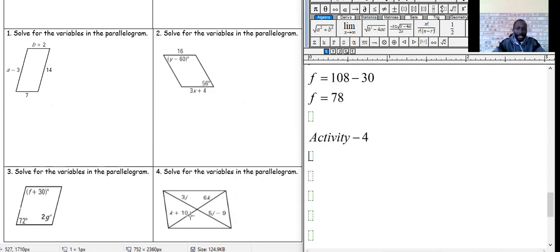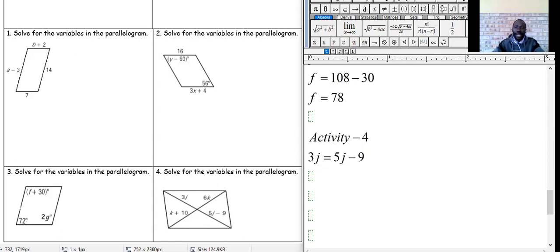For activity 4, we're dealing with this. Now, these are the diagonals. For the diagonals, we say they bisect each other. Bisecting each other means they divide each other into 2 equal parts, meaning this part equals that part and this one equals that. So when we start with this one here, we can see that 3j equals 5j minus 9. So from here, can we find the value of j?